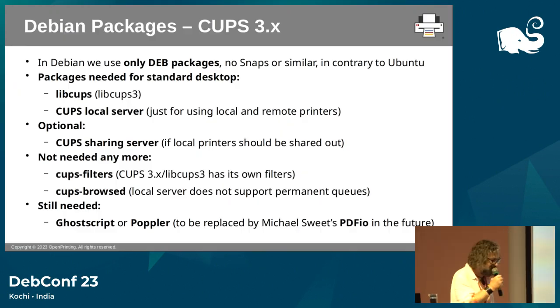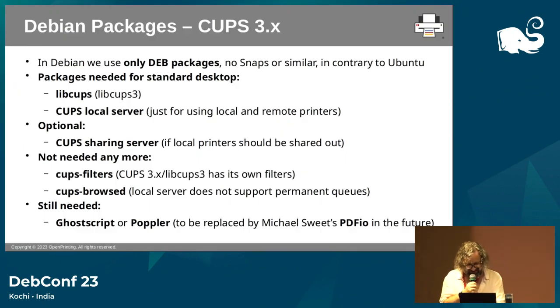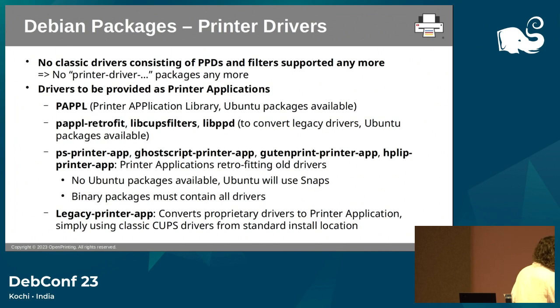What is not needed anymore are the CUPS filters, the driver filters which we have used in CUPS 2.x, and CUPSBrowsed. It does not work anymore with CUPS 3.x, as CUPSBrowsed was creating manual queues automatically, and manual queues are not supported by the CUPS local server. Still needed is Ghostscript or Poppler to turn PDF or PostScript into a raster format. But this will later on be replaced by Mike Sweet's PDFio, because Mike does not like the others due to being C++ or having the wrong license.